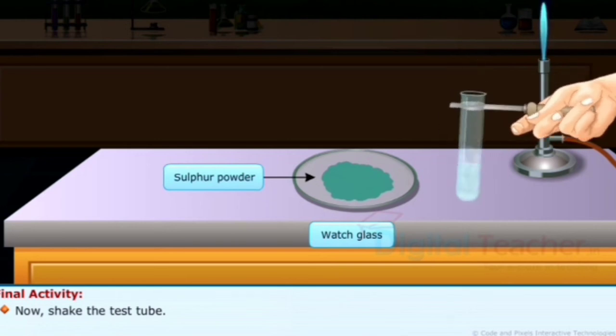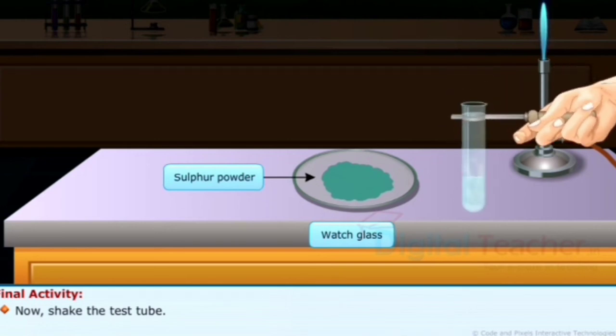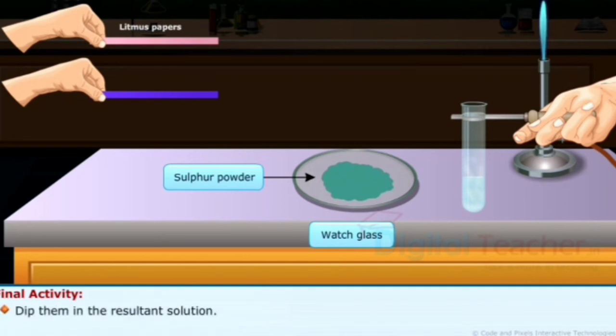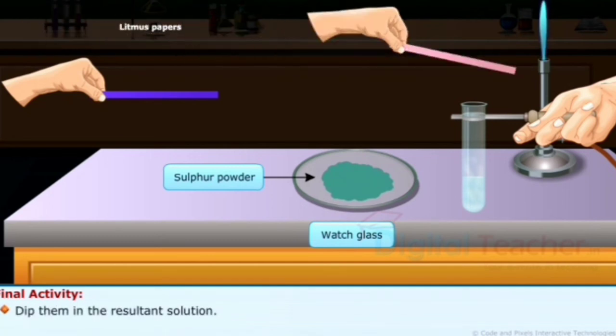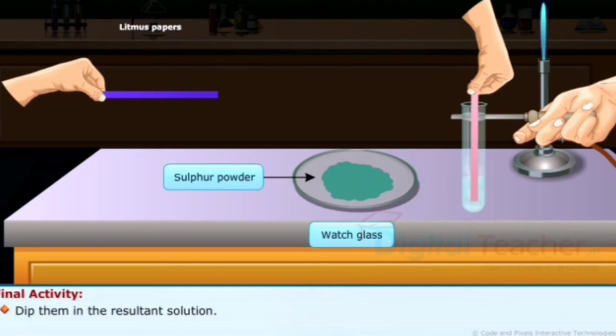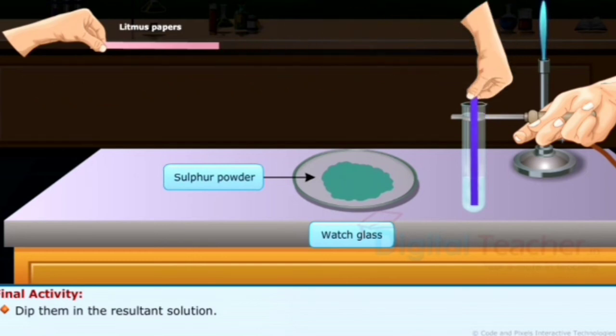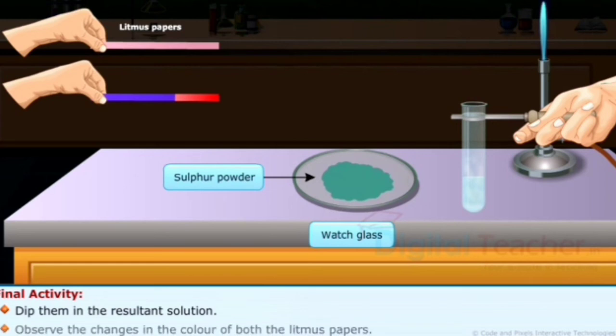Take both blue and red litmus papers. Dip them in the resultant solution. Observe the changes in the color of both the litmus papers. We can observe that blue litmus paper changes to red. It shows that non-metallic oxides are acidic in nature.